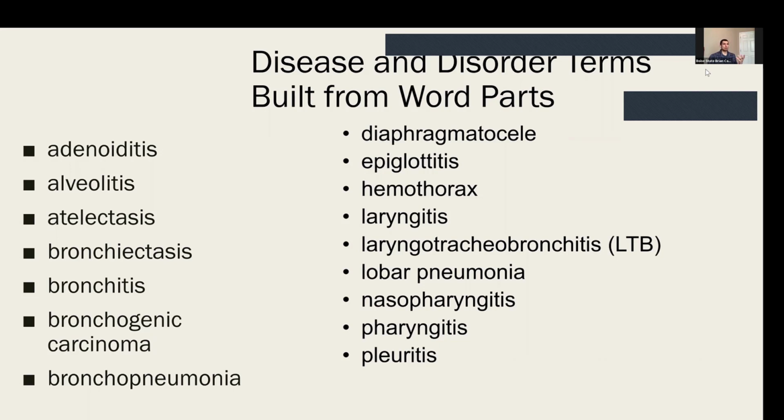And as it applies to the adenoids, so adenoiditis in the back of the mouth, if they start to swell, and usually we see this just in younger kids, then they possibly are going to need those removed, just like tonsillitis. Alveolitis would just be an inflammation of the alveolar space. Atelectasis is an incomplete expansion of the alveoli.